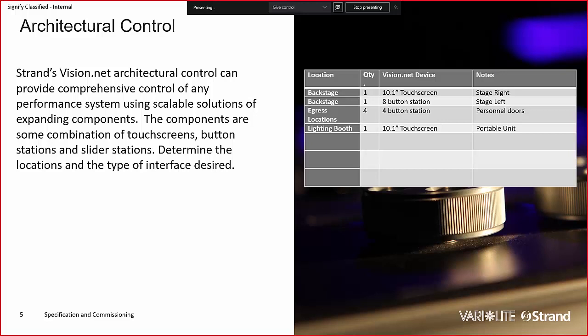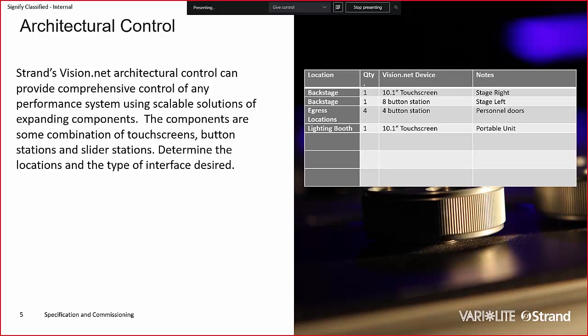We generally find that a typical school auditorium will likely have a 10-inch touchscreen backstage. It could be in an equipment rack. It could be mounted directly to the wall. There likely will be one in the front of house booth or a portable station that can be moved to different locations. Could be used on the podium, could be used in the booth, but that will give the space quite a bit of flexibility.